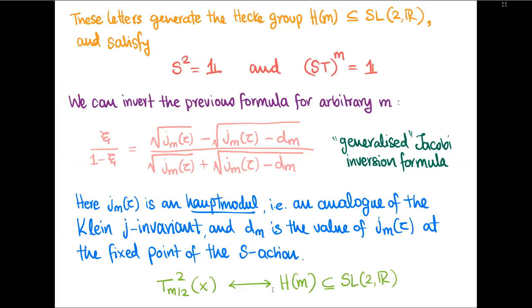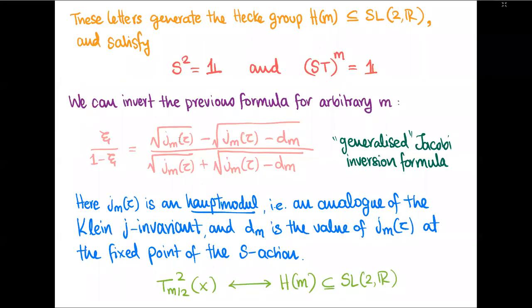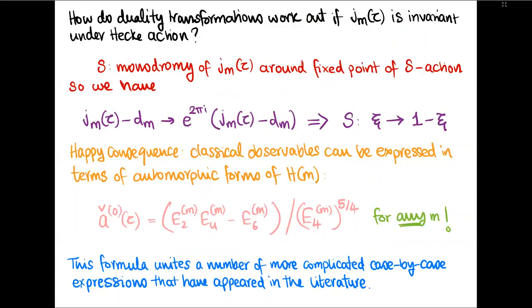And we can do something kind of nice. One of the questions that we can ask is, how do duality transformations work out if J sub m is invariant under the Hecke action, right? I have over here an inversion formula that is in terms of J sub m of tau, and J sub m is invariant under all Hecke action. The answer is that for the S transformation, for example, the monodromy of J sub m around the fixed point of the S action is what generates your duality transformation.